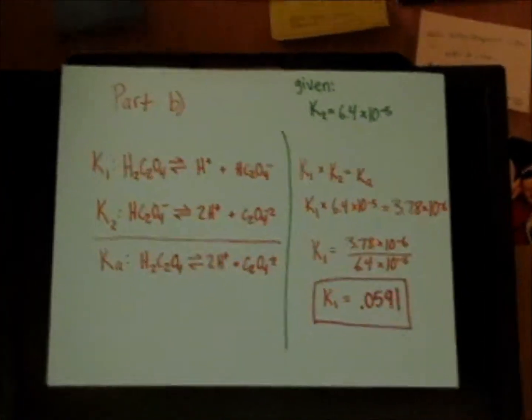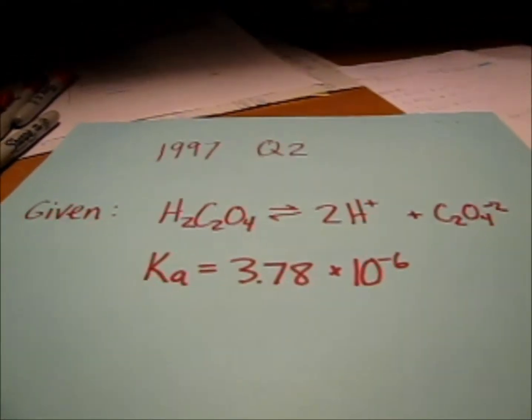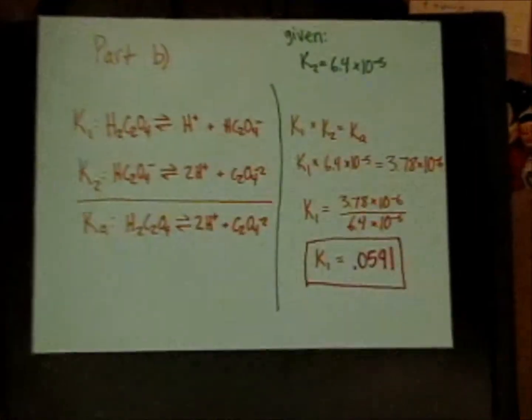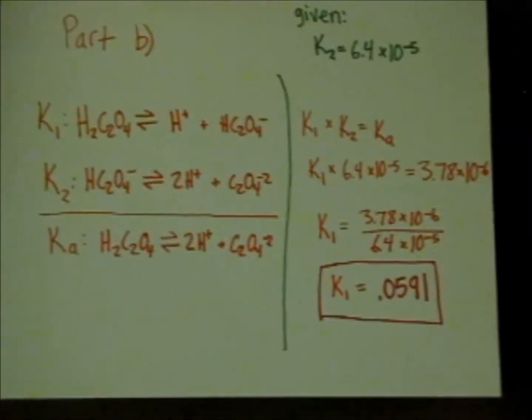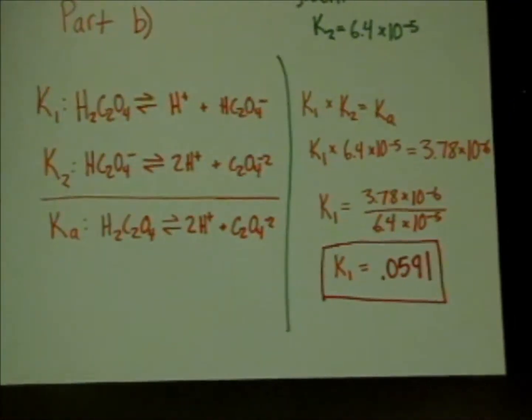The Ka was originally given as 3.78 times 10 to the negative 6. The K1 can then be found by dividing the 3.78 times 10 to the negative 6 over the 6.4 times 10 to the negative 5 to give your answer of K1 equal to 0.0591.